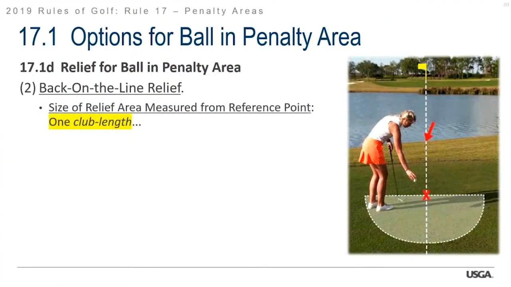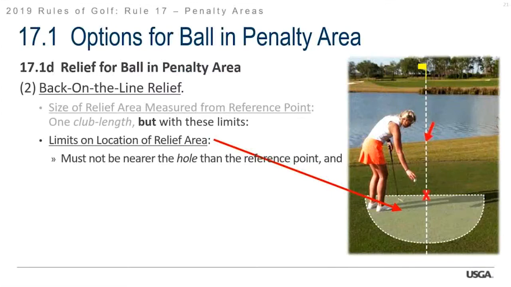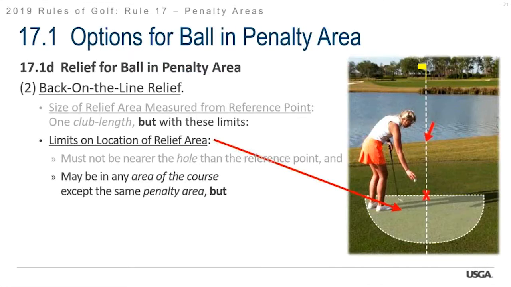All right, the size of this relief area, as I mentioned, is 1 club length. And on the limits on the location of that relief area, it must not be nearer the hole than the reference point, which is a very common theme for the relief area. It may be in any area of the course, except that same penalty area. So here's an example where you could be dropping on any area of the golf course, such as a bunker or a general area position, but it can't be the same penalty area. You could drop it into another penalty area if you think it's going to help you, but you can't drop it in the same penalty area. Okay?